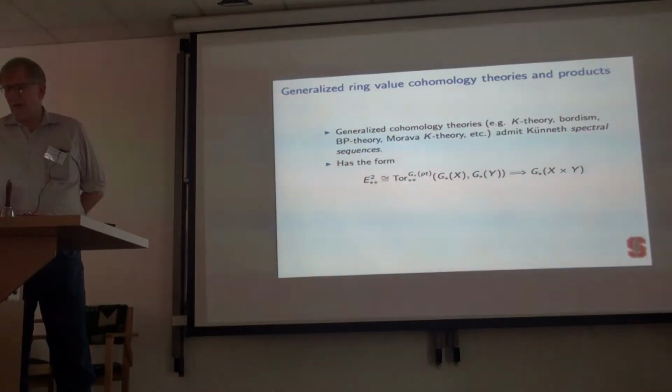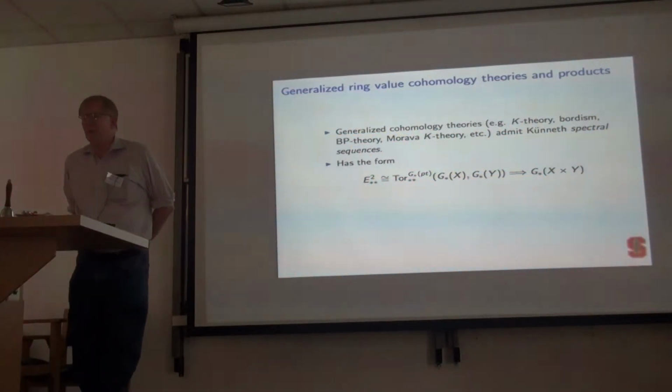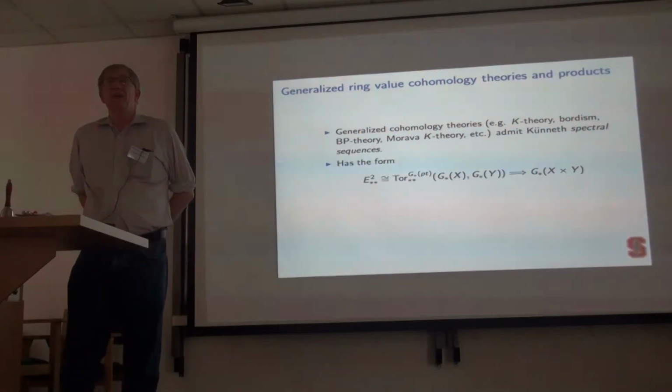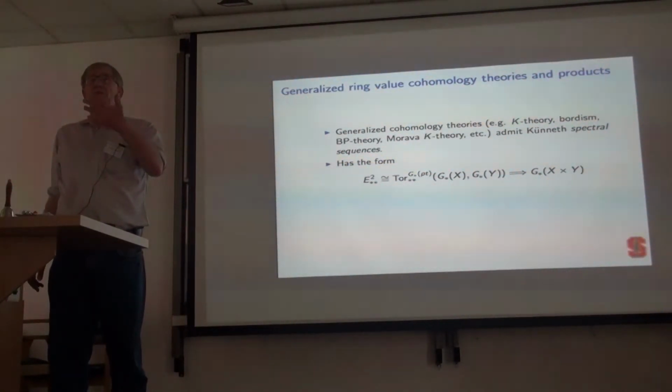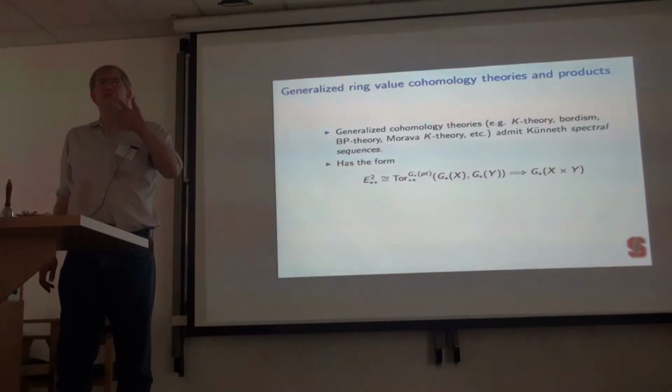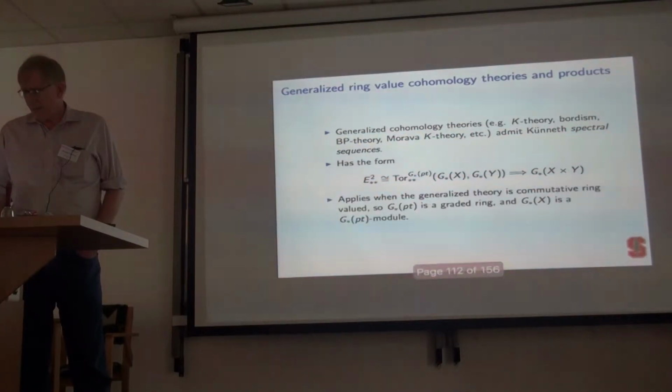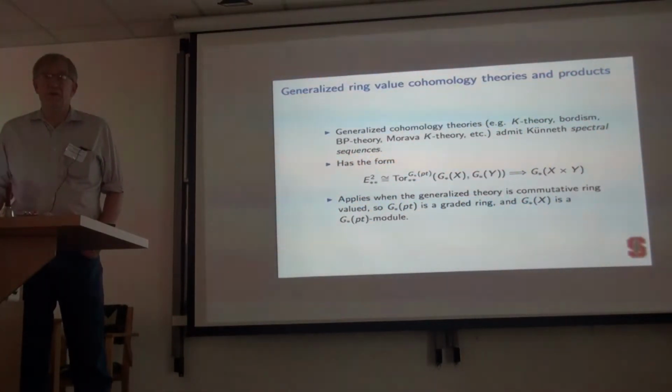So in general, what happens? In general, when you use generalized cohomology theories, you don't have a simple Künneth formula the way you do for ordinary homology. It takes the form, instead of a more complex object, of one of these spectral sequences. But it applies when a generalized theory is commutative ring valued. So G star of point is a ring, and I can actually talk about the Tor in graded modules over that graded ring.